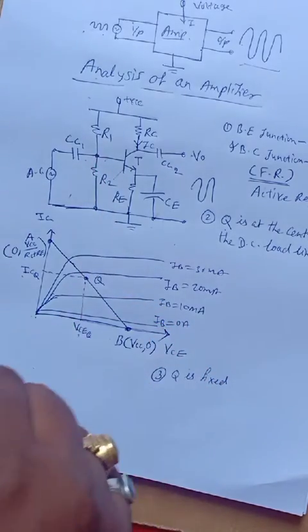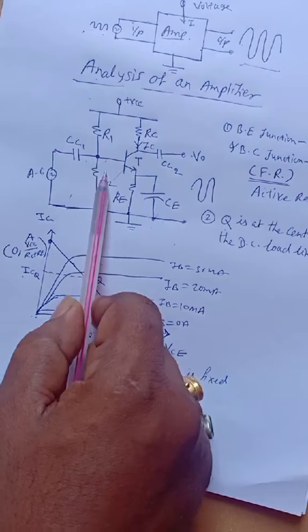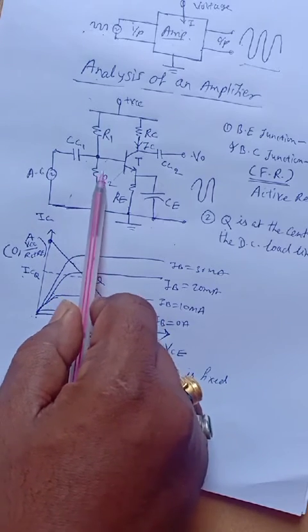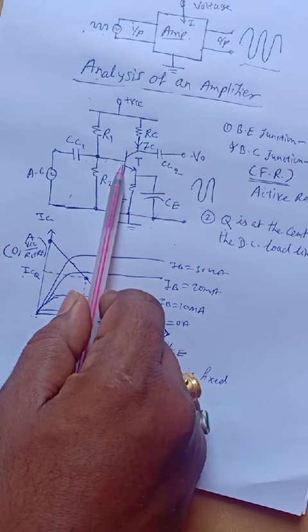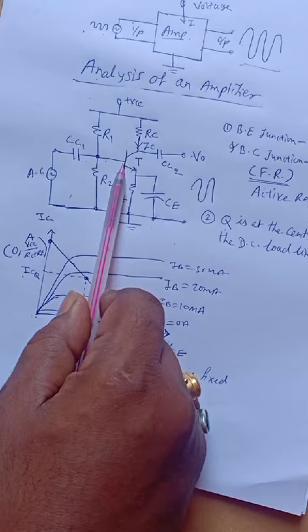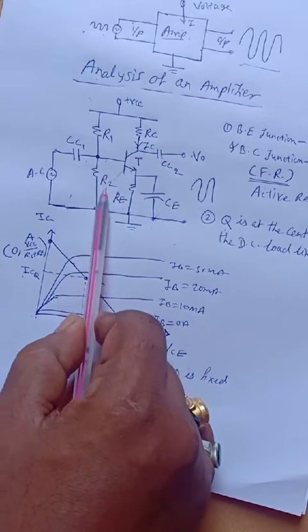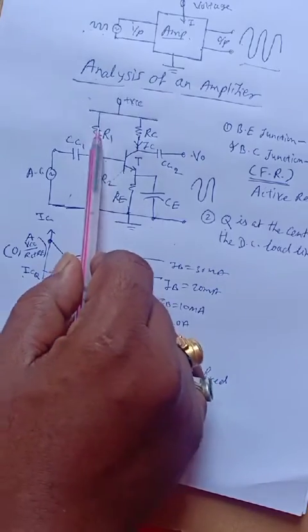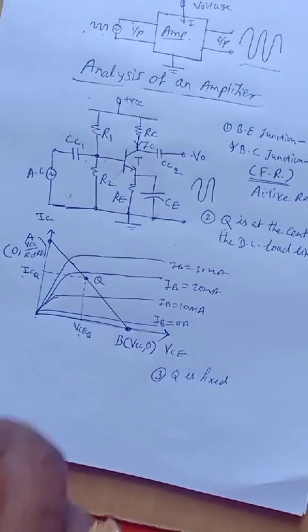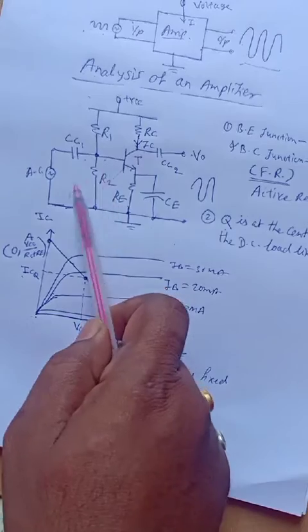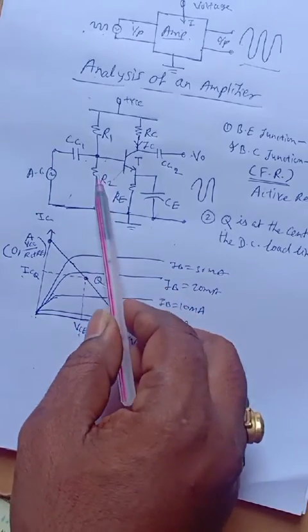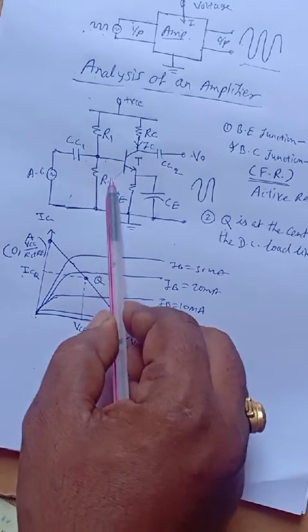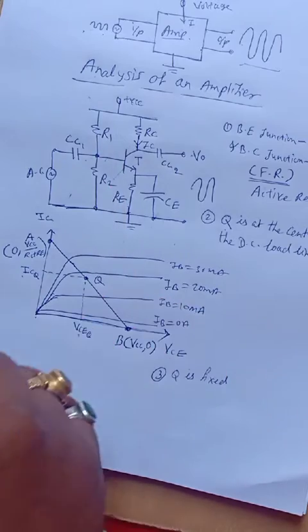Okay, so this is the biasing method. The voltage across R2 is used to bias the base of the transistor. We know the equation. We already studied that the voltage across R2 is VB, R2 divided by R1 plus R2 into VCC. So this is the voltage across the resistor R2 to bias the base.